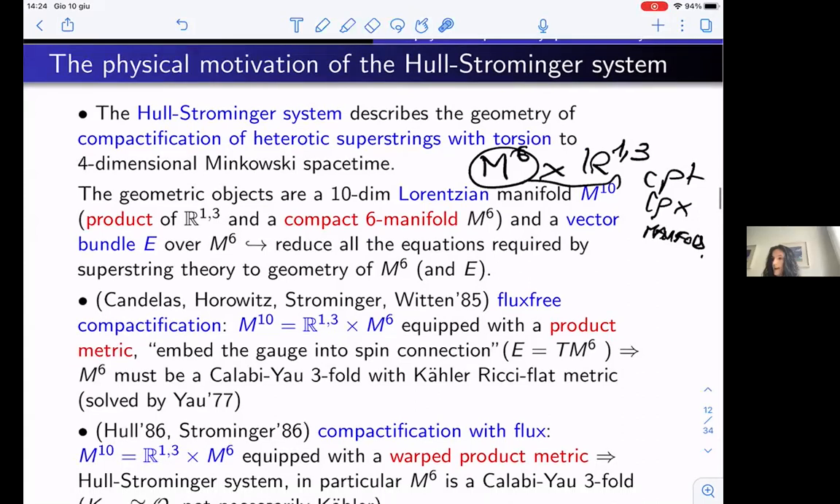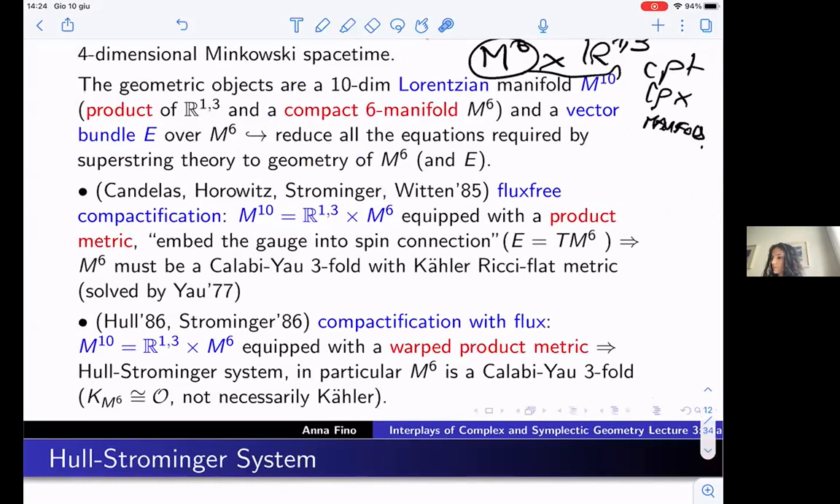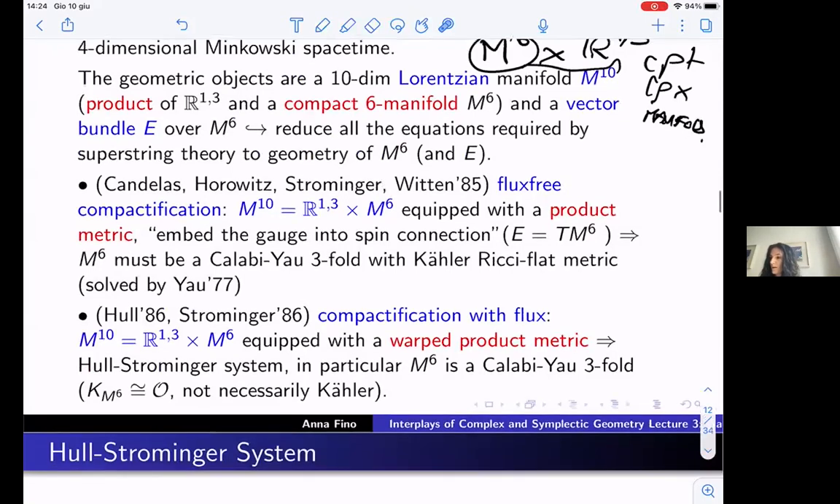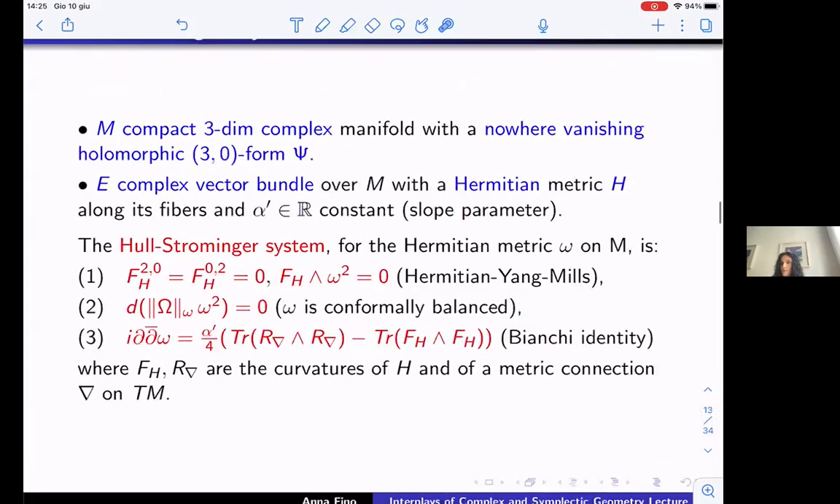And this was generalized by Strominger, considering the case of a warped product metric, okay? And in this case, as I said already before, we will use Calabi-Yau in a more general case. So the manifold will not necessarily be Kähler, but the canonical bundle of your compact complex manifold will be trivial. Okay, so we will have a non-vanishing holomorphic (n,0)-form. Now let's see our equation of the Hull-Strominger system.